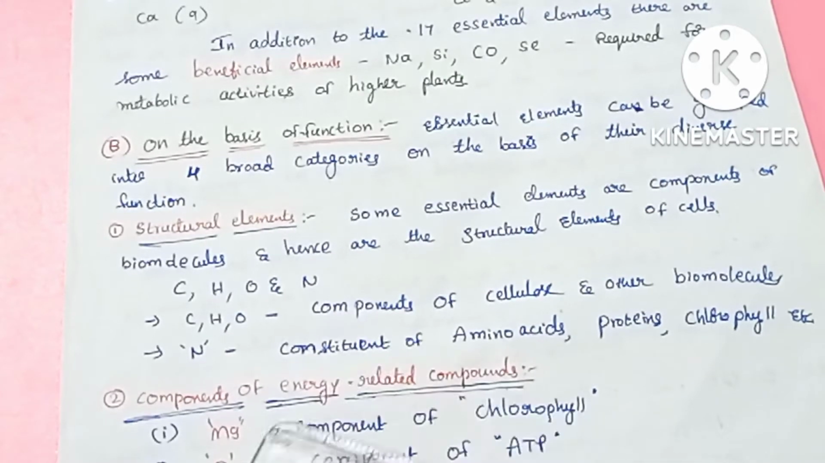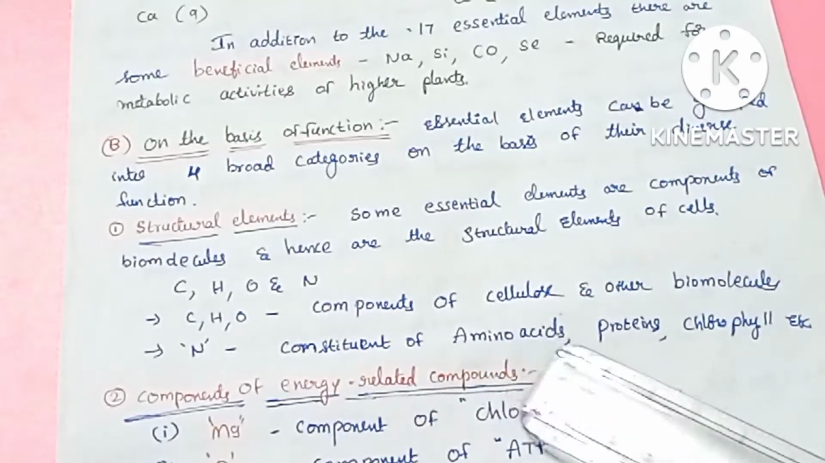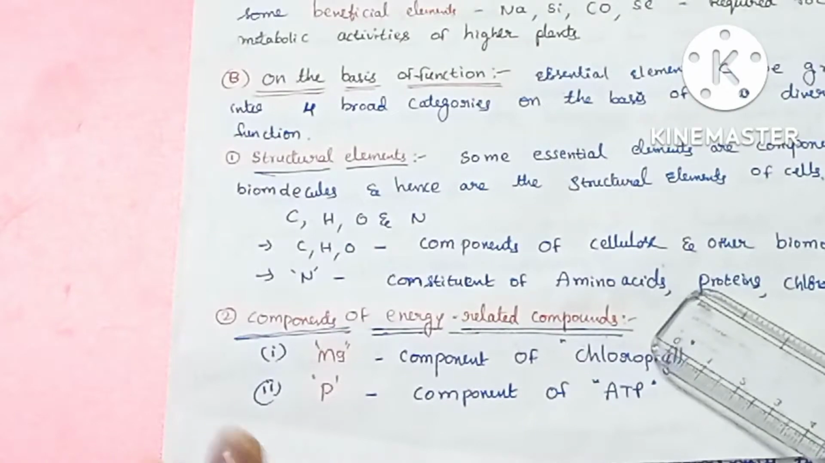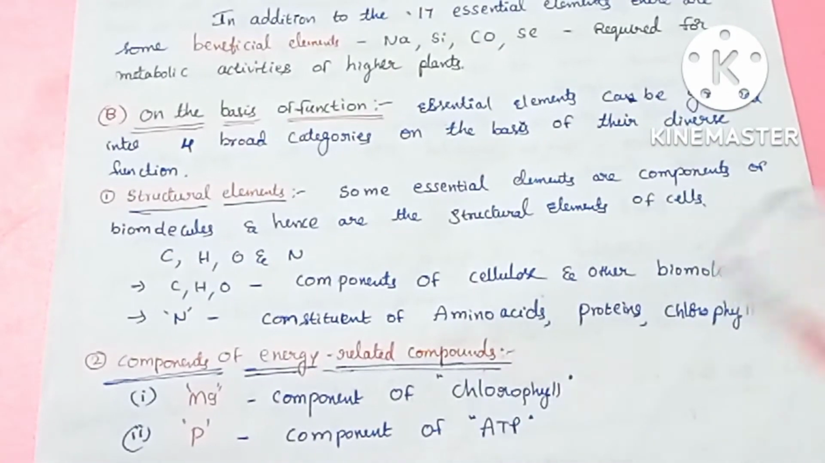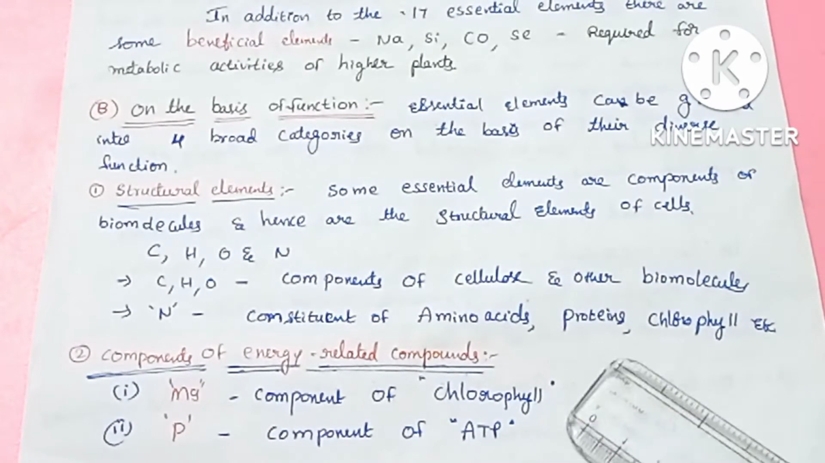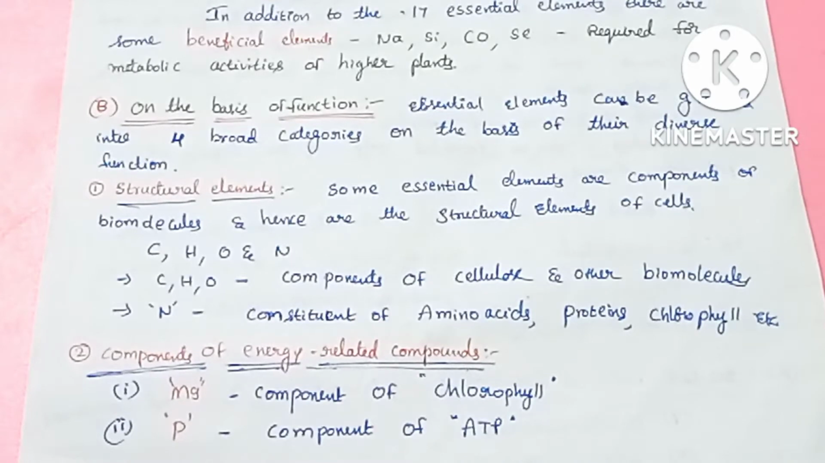Out of these 4, carbon, hydrogen and oxygen are the components of cellulose, which is the constituent of the cell wall, right? So carbon, hydrogen and oxygen are the components of cellulose and other biomolecules, whereas nitrogen is the constituent of amino acids, proteins and chlorophyll.